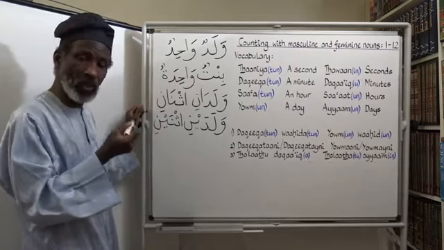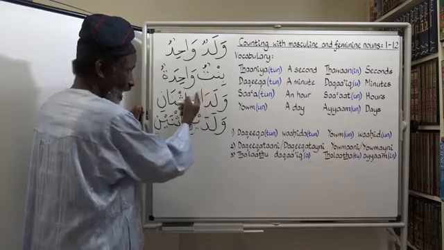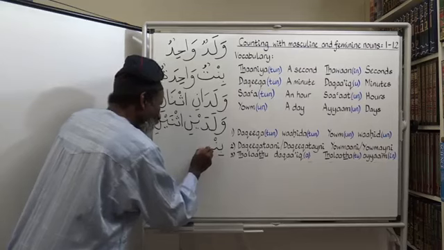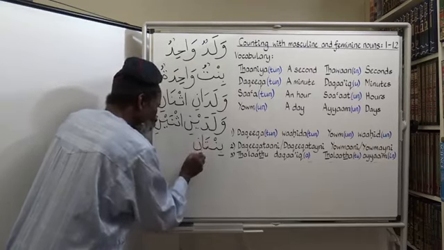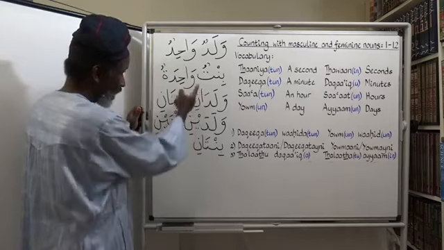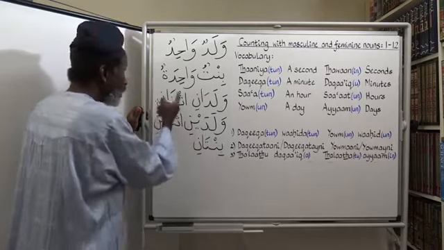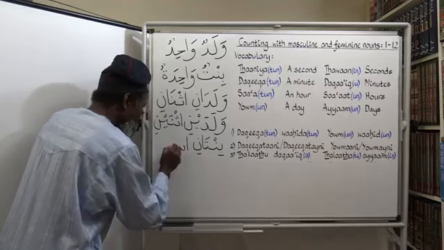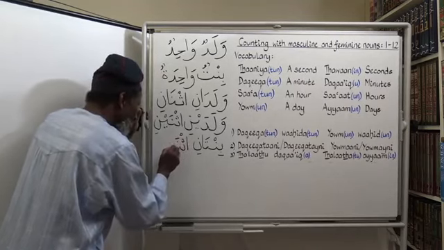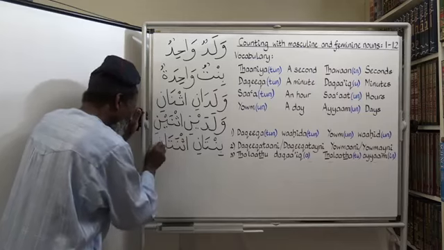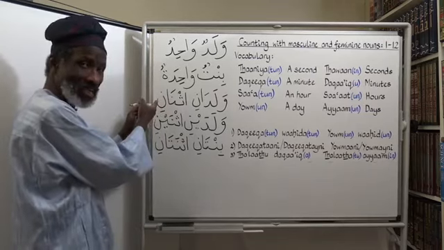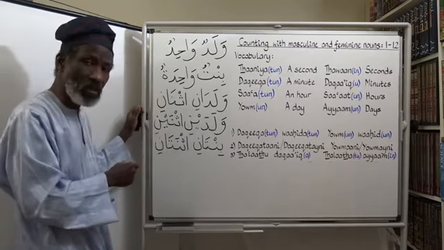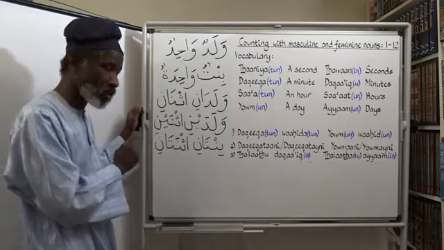Bint is the same. If you want to say 2 girls, you do the same ending. Bintani. Just as you put ani here, you put ani here as well. Then this ithnani will become the feminine version, ithnatani. That's here ithnani, the male version of number 2. Ithnatani, that's the female version of number 2, which is the default.